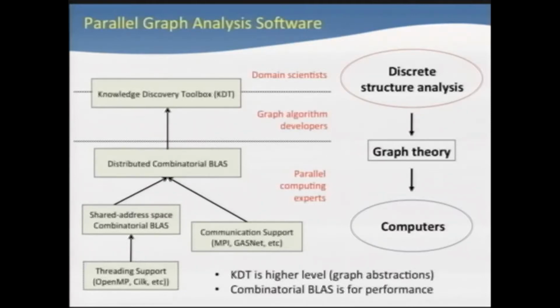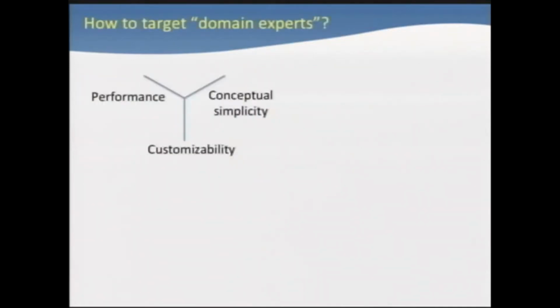And so Combinatorial BLAS sits here, and the KDT that I showed you, the code for maximal independent sets, sits above it. You can think of this as Fortran and MATLAB, if it's going to help. And this way, graph theory becomes the middle ground between computers and discrete structure analysis. And what this allows one to do is to achieve customizability, conceptual simplicity, and performance. And what do I mean with those? Performance is performance, I guess.